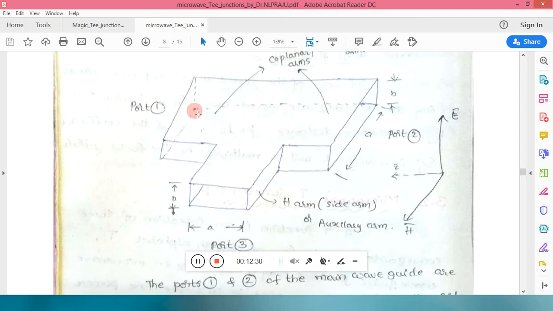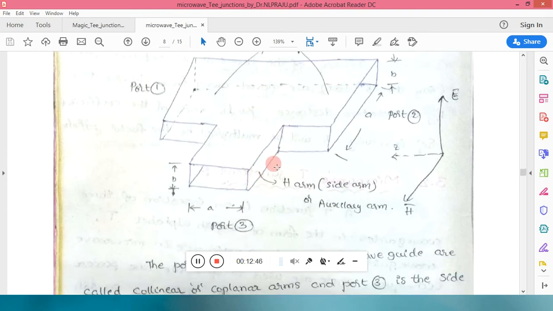Here this is port 1, port 2 and port 3. The dimension A is the same for this one and this one, and B is the same for this one and this one. So these two arms are the primary arms, also called collinear or coupler arms. This is the auxiliary arm, or H arm, or side arm. For the electrical distribution, if a TE wave is inserted in the Z direction, there is no electric field line along it. The electric field lines may be like this, horizontal, and the magnetic field lines must be like this.